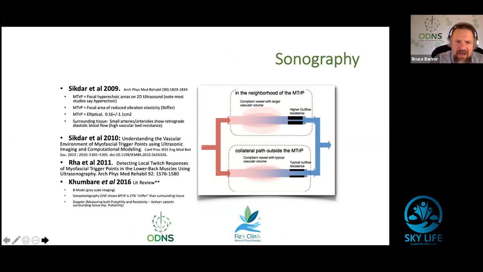In his 2009 paper, he characterized myofascial trigger points as being characteristically evidenced on ultrasound as hyperechoic areas between 0.16 centimeters and 1.1 centimeters. So definitely there, you can measure them on ultrasound. They look different to the surrounding tissue. And there are also blood flow changes around that area.